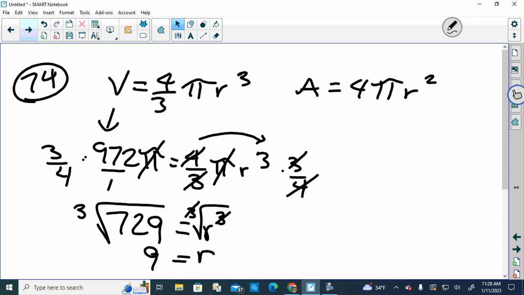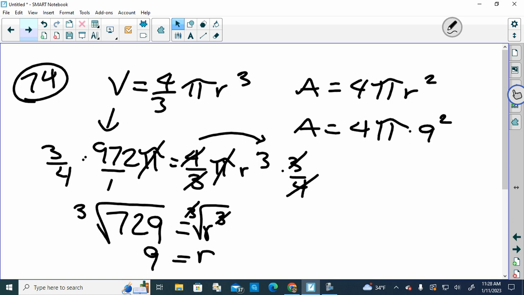We're fixed there? Okay, so now we can plug this in to find surface area. R is 9. So I'm going over here, and I have the 4. They're having us leave it in terms of pi, so we're going to leave that, and then I'm plugging in 9 for R. So it's this.